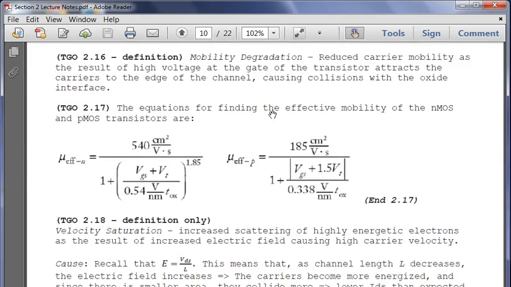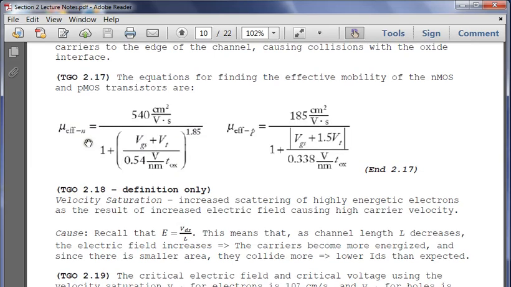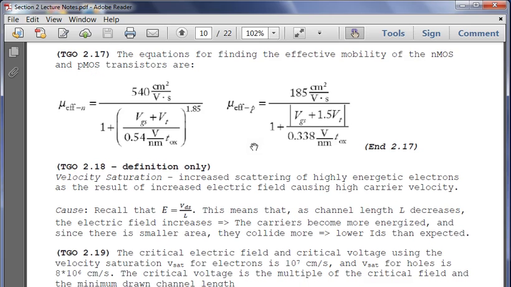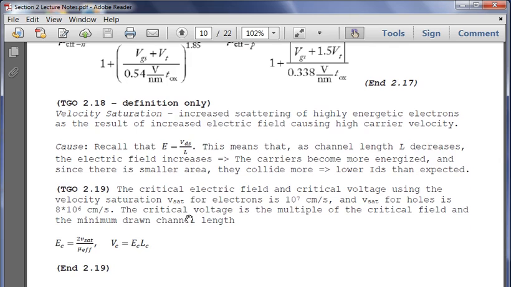We also learned about the effective mobility of electrons and holes using these equations. They'll be provided on an exam sheet. We also learned about velocity saturation and how increased scattering of these electrons actually starts colliding them with one another, and that we know that the electric field is related to the drain source voltage divided by the length. That means this is an issue, that as we get smaller and smaller transistors, we're increasing the electric field, which possibly corrects these higher carrier velocity electrons as they start colliding, and then you get lower drain source voltage than you would expect.